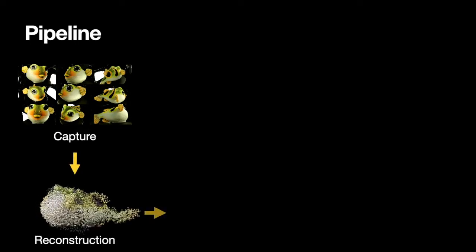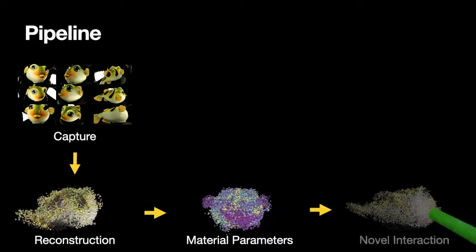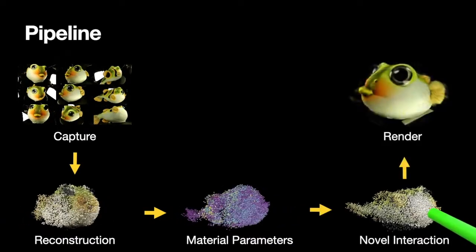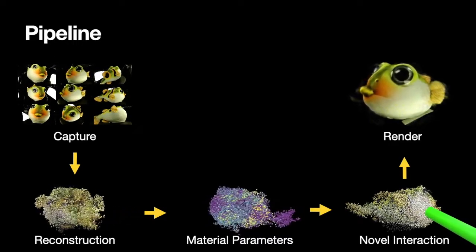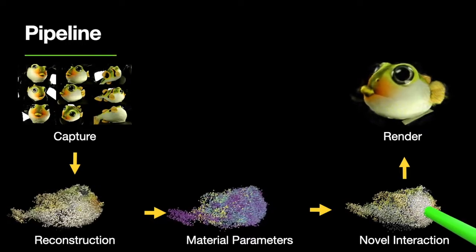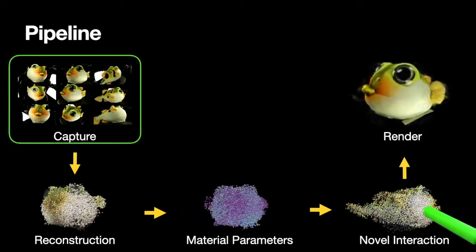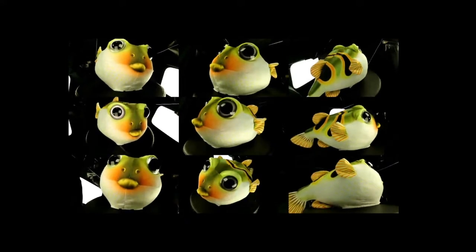We create these objects in multiple steps: capture, reconstruction, learning material parameters, generalization to novel interactions, and finally, rendering of the objects. To capture the behavior of the object, we actuate the transparent fishing line attached to the extremities of the object, such as pulling the fins of the fish backward and forward. Then we cover the object's surface with a compressed airstream while tracking stream origin and direction.